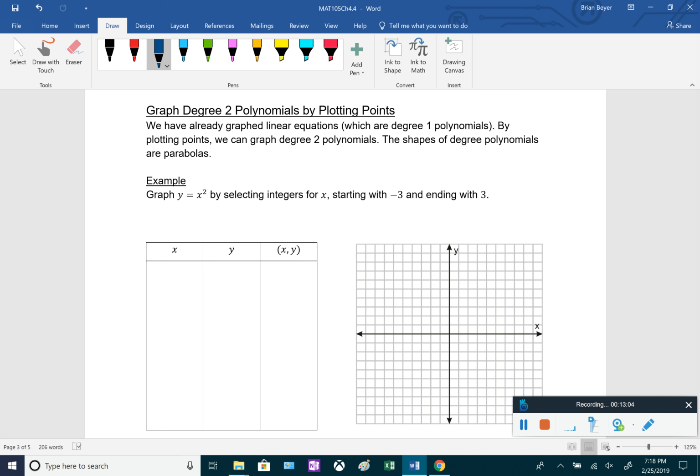I'm going to do this one by plotting points. And we're going to see that all of these degree 2 polynomials, degree 2 meaning the highest exponent in the polynomial is 2, all of these polynomials that we graph are going to have a certain U shape, either a U facing up or a U facing down. They're called parabolas. So they have parabolic shapes.